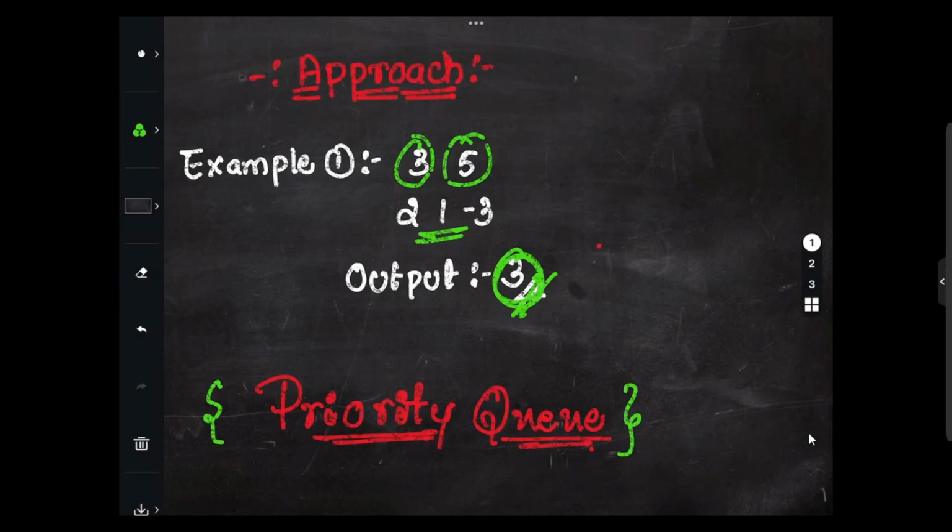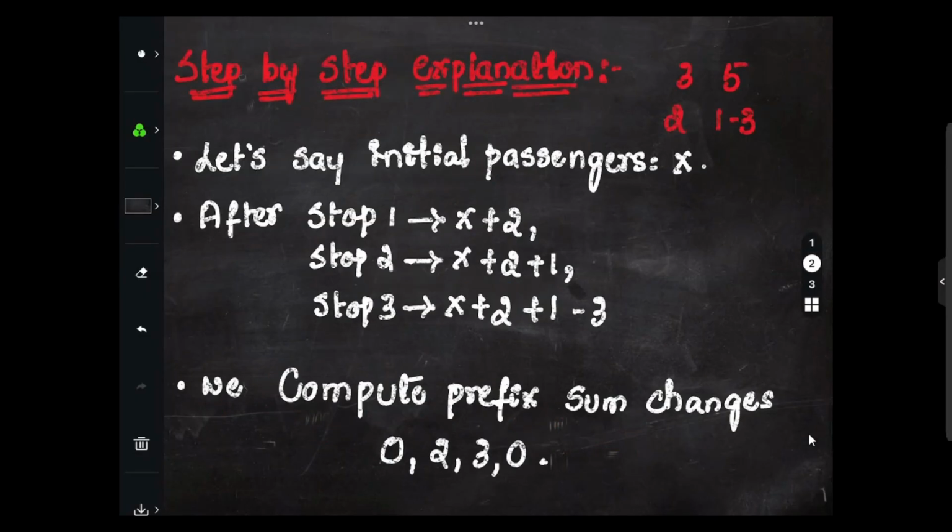Next, what shall we do? Let's move on with the step-by-step explanation. Here I've considered the same input, 3 5 2 1 3, 2 1 minus 3. Let's consider that the initial passengers equals x. After stop 1, it will be x plus 2. So this is before stop 1, and these are after stop 1. Let's say the initial passenger count is x, nothing but before stop 1.